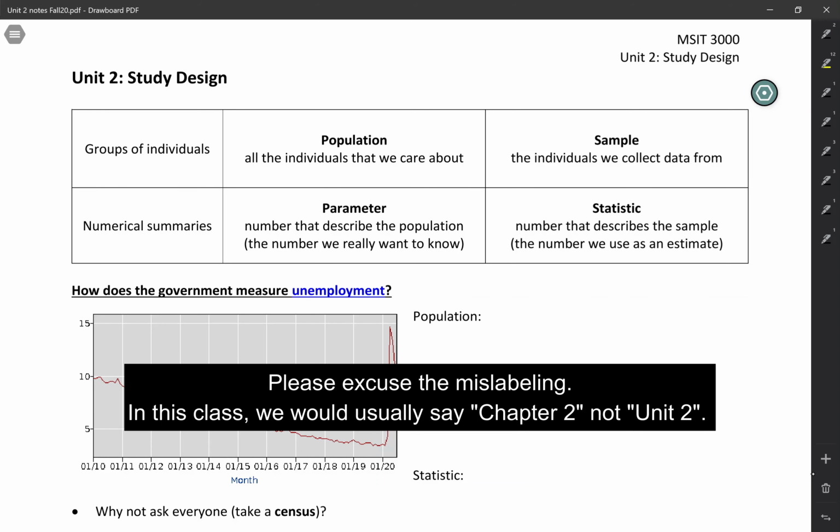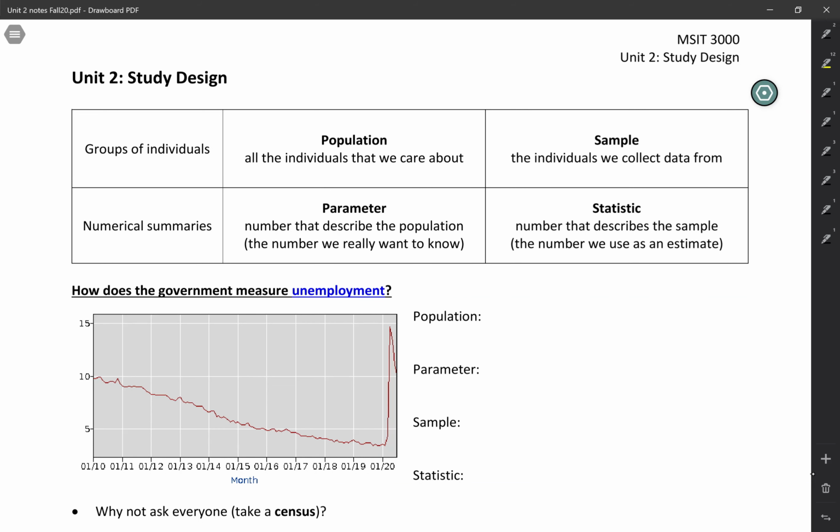Let's start Unit 2 with a couple more new terms. The first ones describe groups of individuals. A population is all the individuals that we care about. It could be people, like the population of the United States, or it could be other objects or cases. The sample is a subset of the population. So these are the individuals that we actually collect data from.